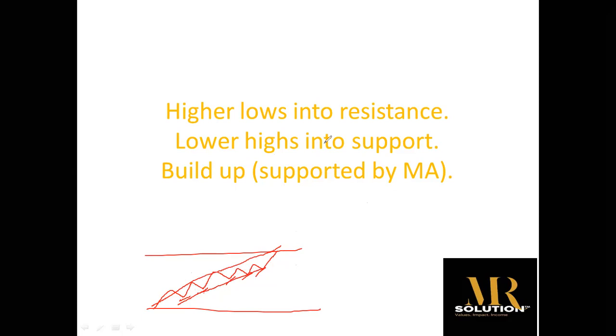What do I mean by that? We have another chart here, lower highs into support, okay?